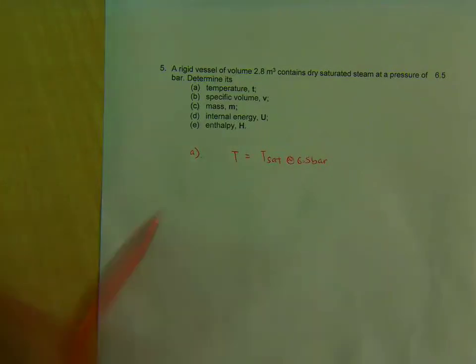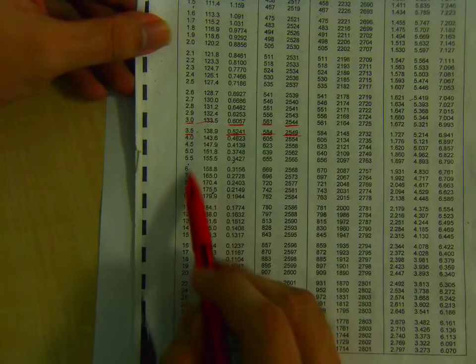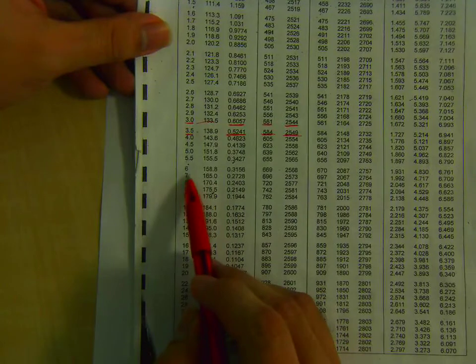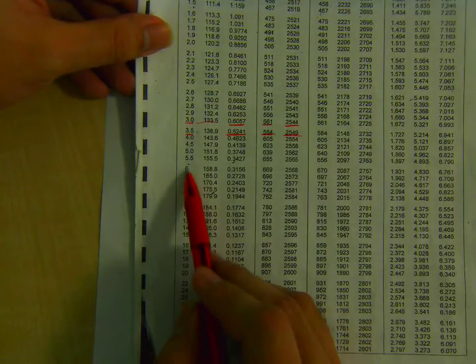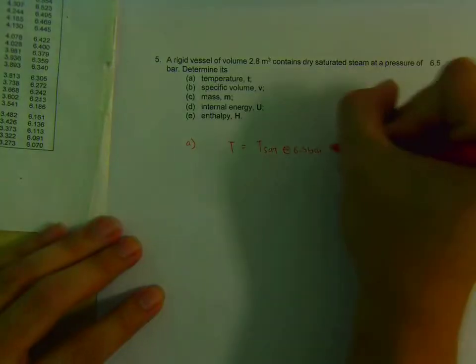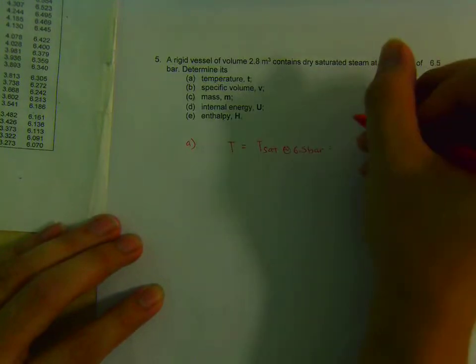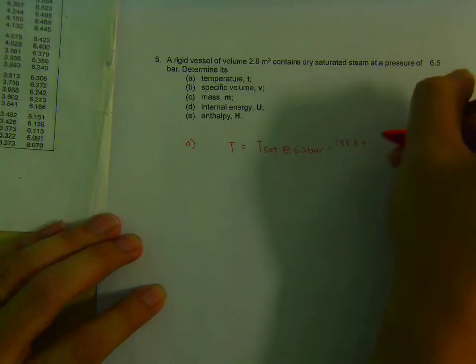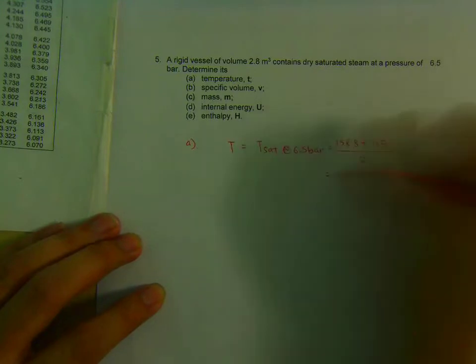So 6.5 bar. Let's try to find. 6.5 we don't have, so it's 6 and 7 only. Between these two temperatures we have to interpolate, but we realize that 6.5 is exactly in between 6 and 7. So it can be just an arithmetic average of these two values. Take the average between 6 and 7: 158.8 plus 165 divided by 2. So it is 161.9. That's it.